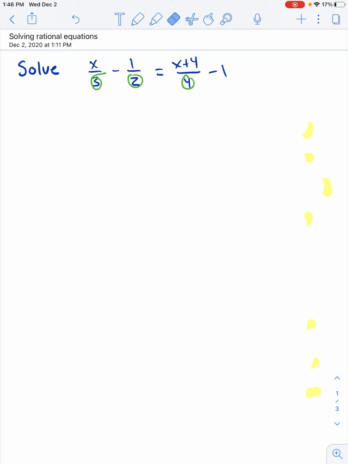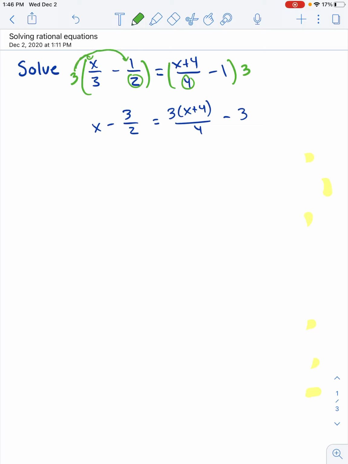So I'm going to start with that first one, which is a 3, and I'm just going to multiply both sides by 3 so that that denominator cancels out. When I multiply both sides by 3, I get this expression. I'm distributing that 3 to all of these different terms. Great. Okay, I still have 2 denominators left though.